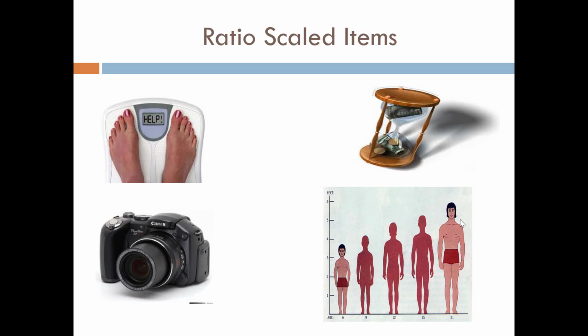Unlike interval scaled items, ratio scaled items have an absolute 0. For example, 0 pounds truly is the absence of weight. Money and time are other examples of ratio scaled items. For example, there is such a thing as having no money or no time. The number of pictures left on a Polaroid camera and height are additional examples.